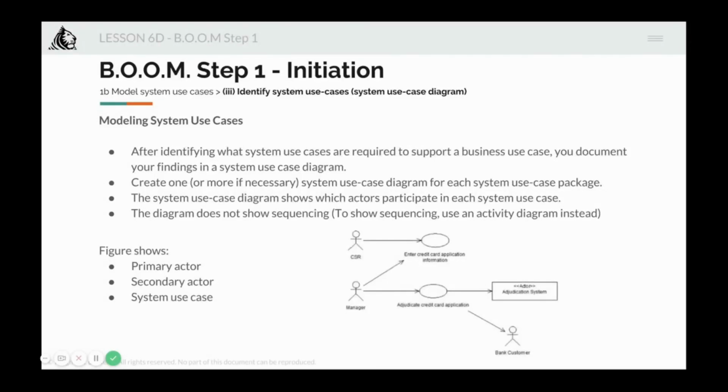Enter credit card application information. That's a system use case, right? In this situation, the practice followed by me is to indicate both as primary actors. The implication being that either the CSR or manager may initiate the interaction. Others argue against this practice, however, because they would interpret this to mean that both actors are required to initiate this use case, right?